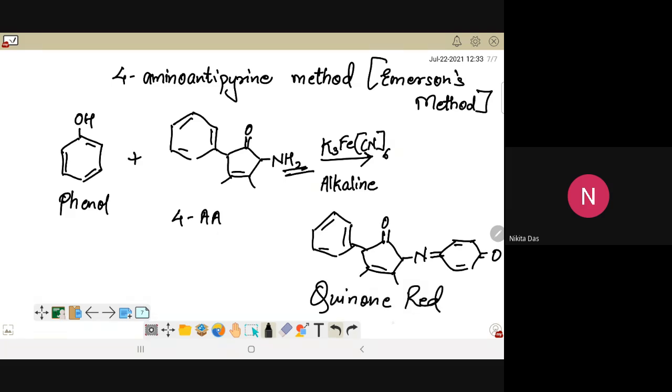quinone red compound. So the color is going to be red, and this compound which is producing this red color can be detected at a wavelength of 530 nanometers.